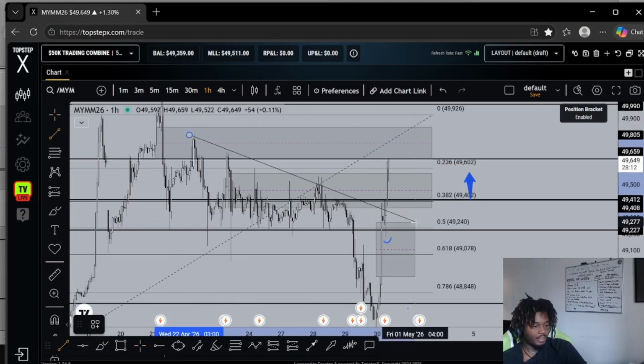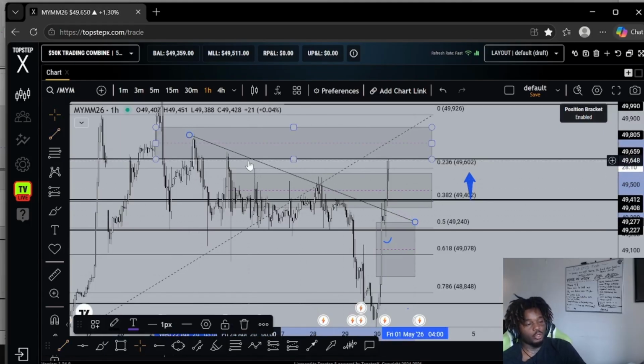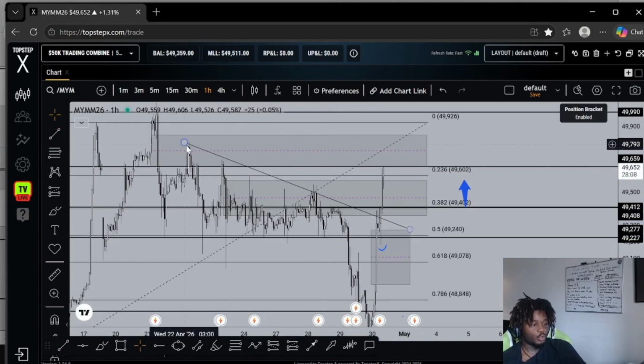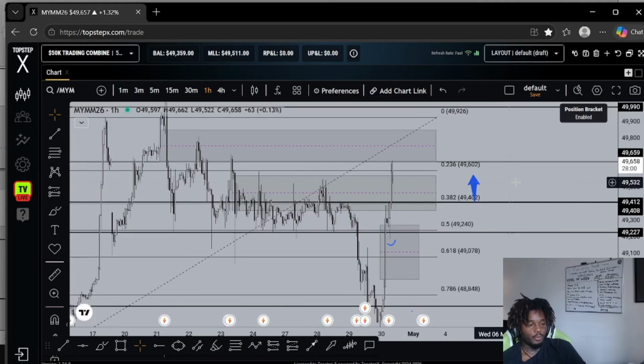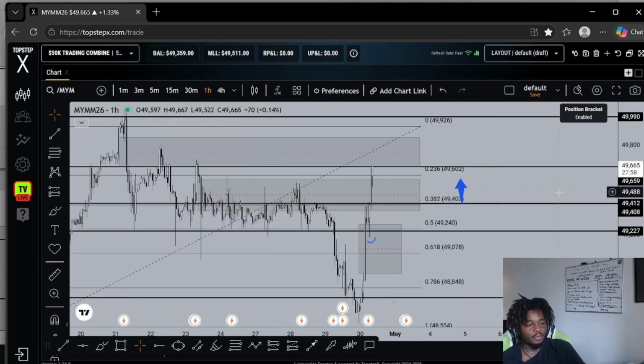And that's like a trend line liquidity. Trend line liquidity are good draws of liquidity as well. So this is a nice draw of liquidity. And price most likely will come and take out these highs up here. So now we know the overall bias on the 1 hour.